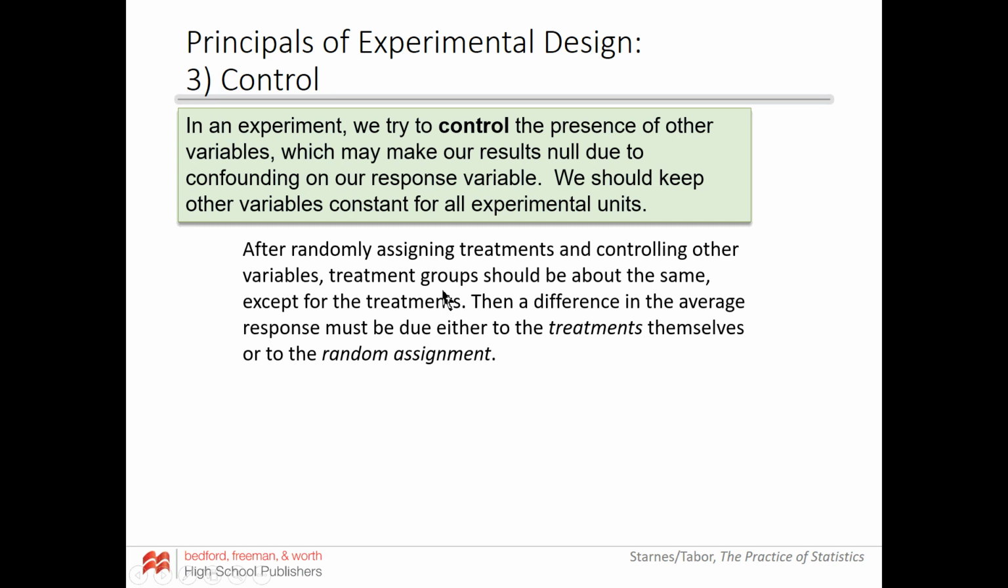So if everything else is the same, and then at the end of the experiment I see a difference in the average number of heart attacks, that tells me that difference had to have been because of the treatment or because of the random assignment.